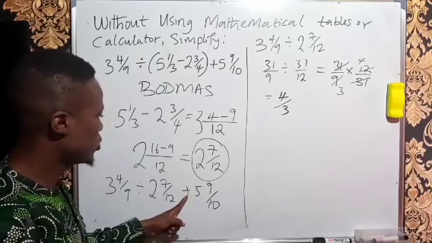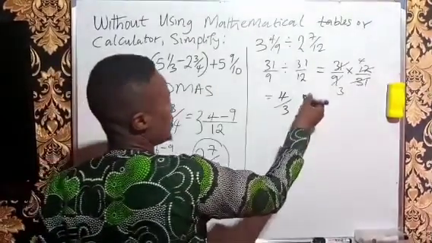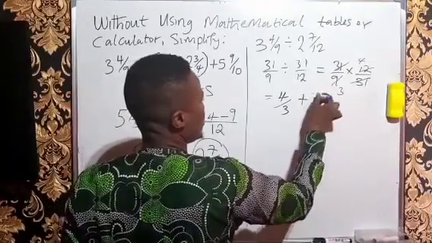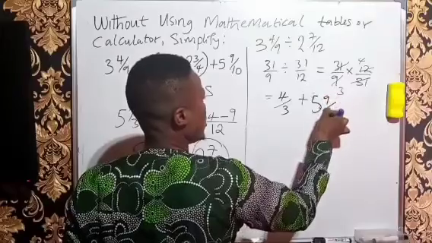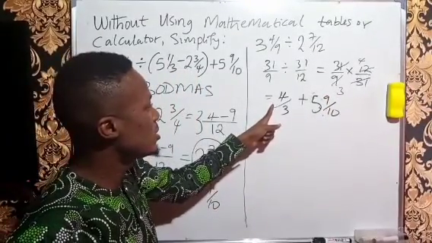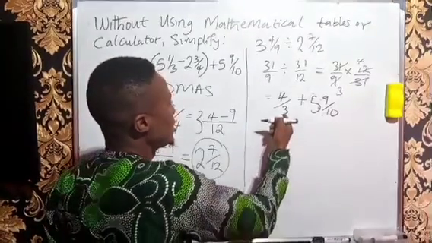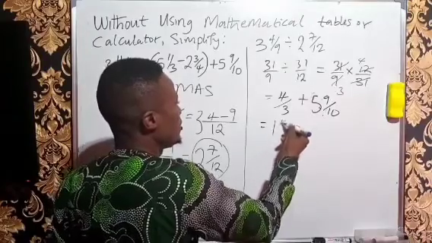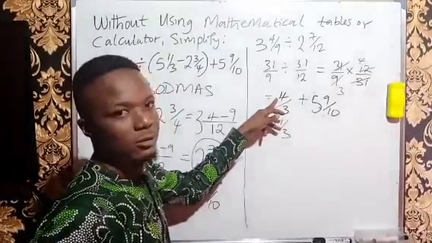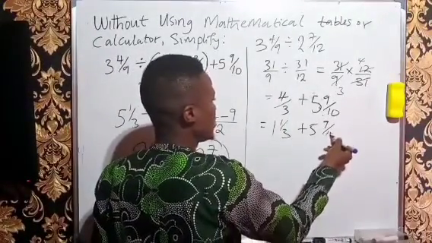So I'm just having 4 over 3. Then that 4 over 3 should be added to 5 whole number, 9 over 10. This 4 over 3 is still an improper fraction. I can change it to mixed by reducing it to 1 whole number, 1 over 3, because 3 times 1 is 3, plus 1, you still get back your 4 over 3. Then plus 5 whole number, 9 all over 10.